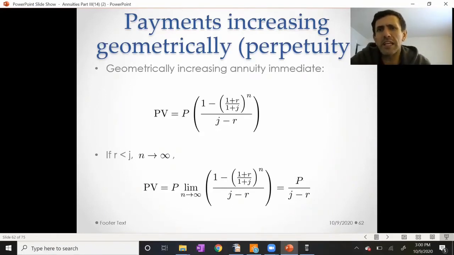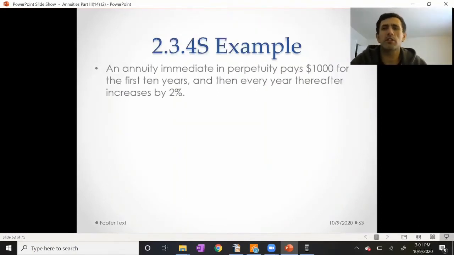And we won't really need a formula for an annuity due in this situation. You could just multiply this whole thing here by (1 plus J). So it would be P times (1 plus J) over (J minus R). But it's really not needed. Okay, so let's put this to good use, and let's do something very similar to a former exam FM problem. It's very similar to 2.3.4 in Broverman's Mathematics of Investment and Credit.